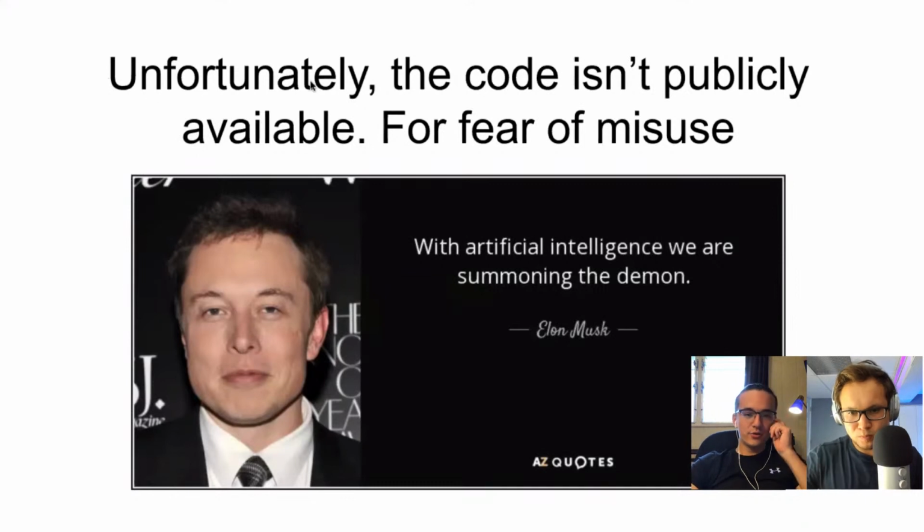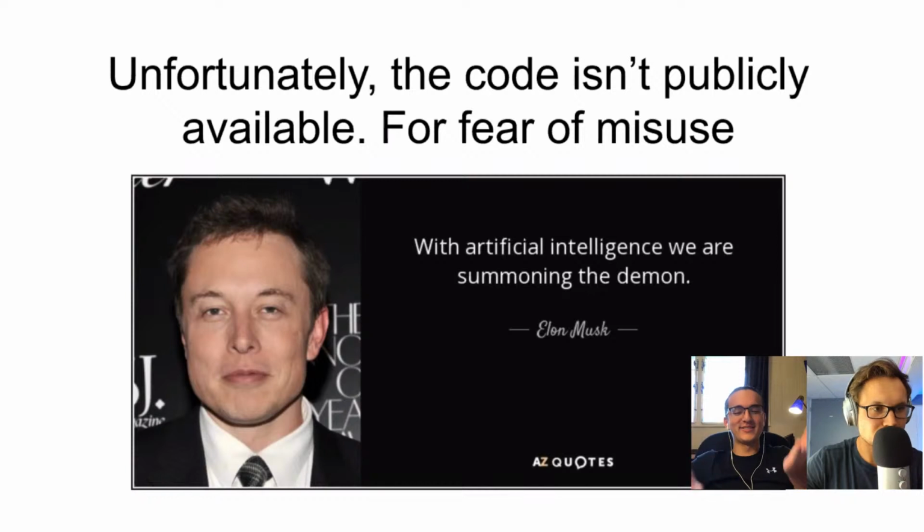So yeah, like I said, unfortunately the code isn't publicly available, for fear of misuse. I tried to get access, but I couldn't. A few people did. Everybody knows Elon doesn't like AI. He's kind of scared of it. That's why he founded OpenAI. But now he created this because he was scared of AI. So there's kind of a dichotomy there. It's kind of paradoxical, or contradicting. But yeah, to quote Elon Musk, with artificial intelligence, we are summoning the demon.